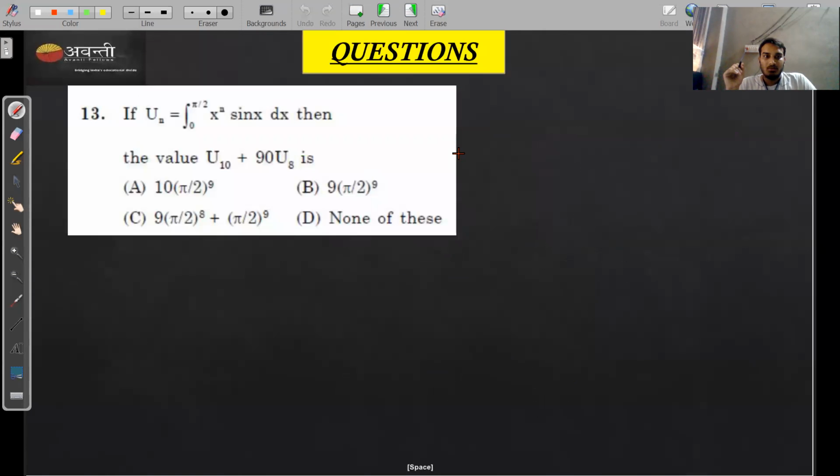Okay. Now questions 10, 11, 12 are the easy ones, so we are not going to discuss those questions. They are one line, two line, straightforward questions based on the formula. Okay. So the 13th question is a little interesting one. The question is: some integration is given, u_n equal to integration from 0 to pi by 2 of x raised to the power n sin x, and using this we have to find u10 plus 90 u8.